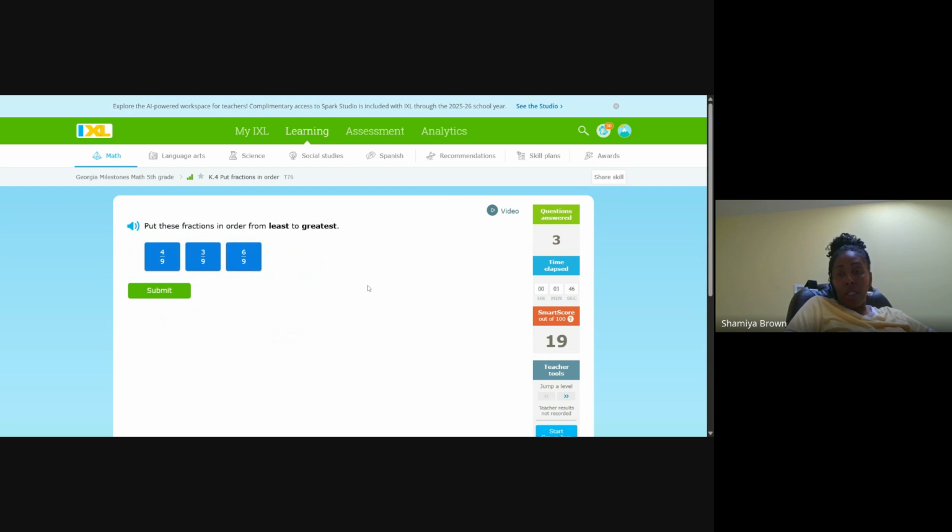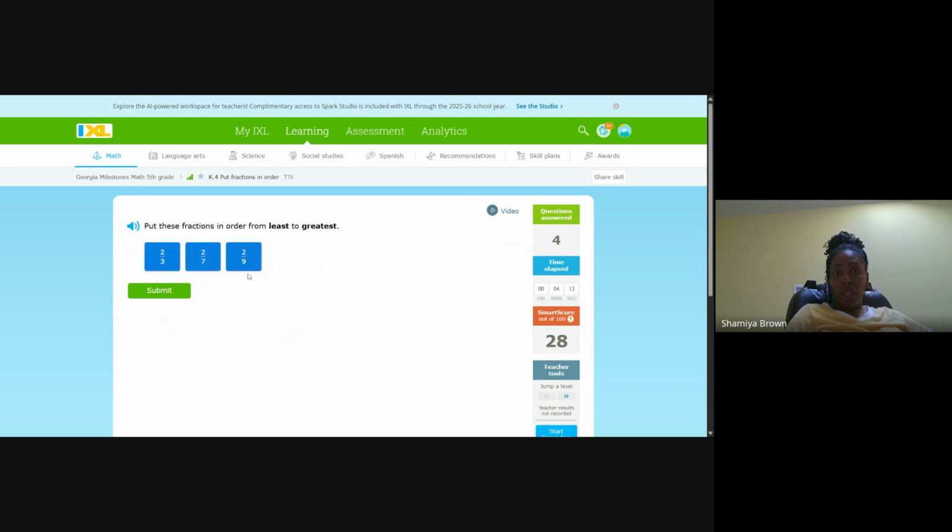Okay, least to greatest again. These have the same denominator, but not numerator. So if they have the same denominator, then the one with the most pieces is the biggest. So the least would be this one. Then the next one, then this one would be the biggest fraction.